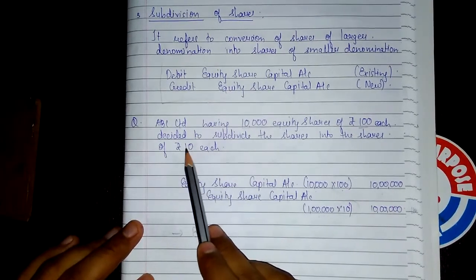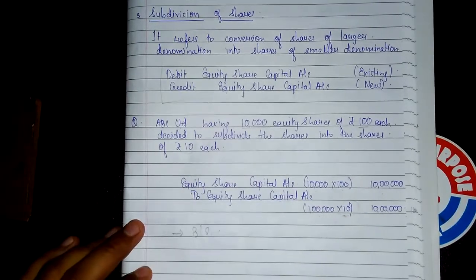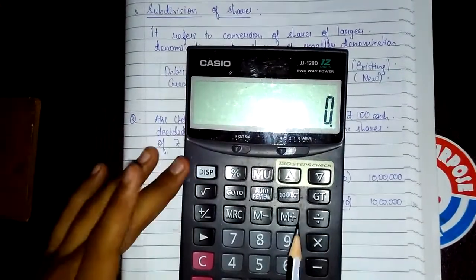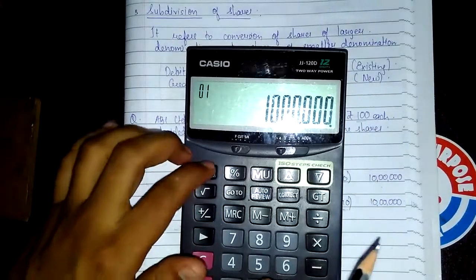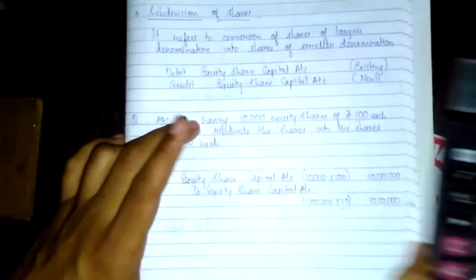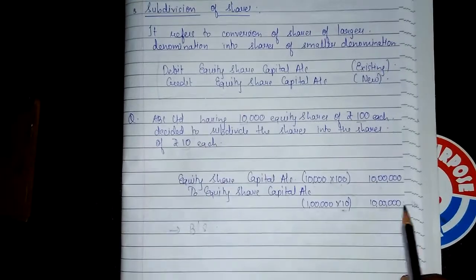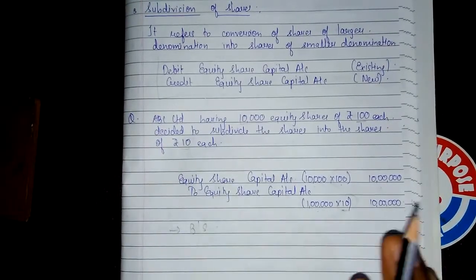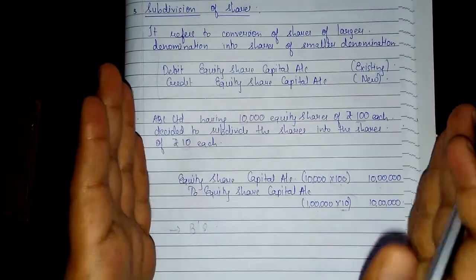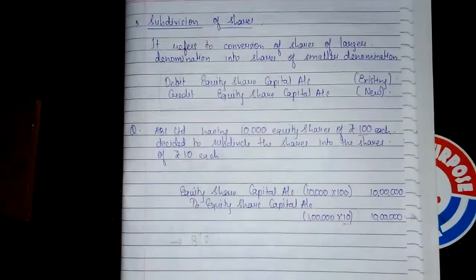But the new face value is 10, so in the face value place write 10, and then you get the number of shares. How will you get the number of new shares? It will be 10 lakhs divided by 10, which comes to 1 lakh. I hope this is visible. So 1 lakh into 10 lakhs. The amount of the equity share capital has not changed, only the number of equity shares has changed. I hope this is quite clear. In subdivision the number of shares increases and the face value decreases. Okay, so please pause the video and copy this much.